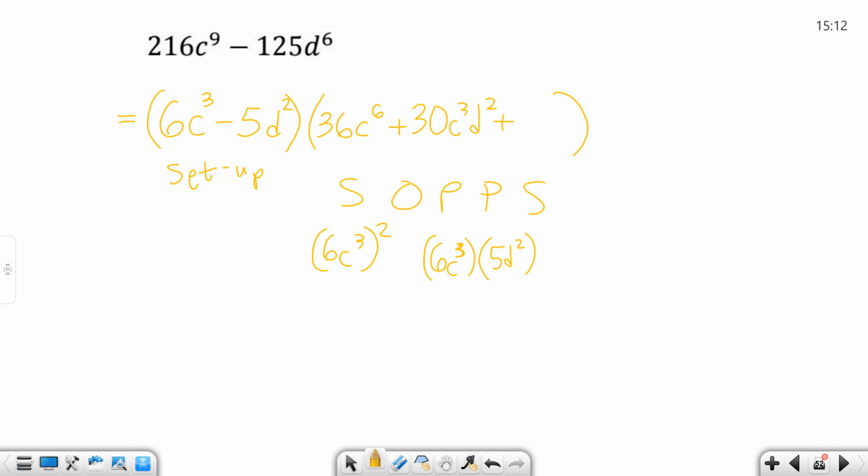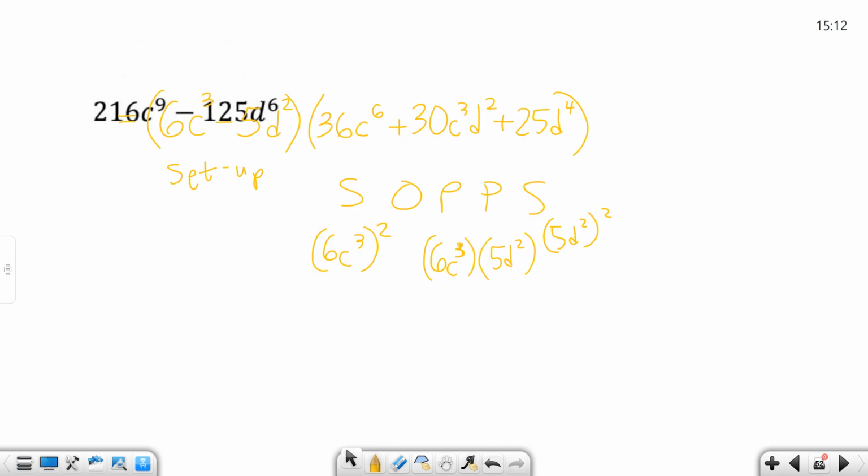Always a plus. And then we square 5d squared. So 5 squared is 25. And then d squared squared, we multiply those 2's and get d to the fourth. So 25d to the fourth for that second s in SOPPS, okay? And I didn't mean to make this look like it was raised to a power there. So that s there, that's 5d squared squared.